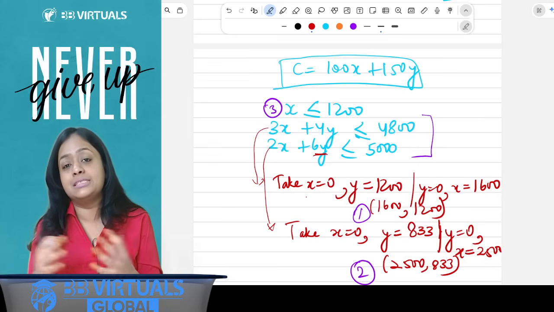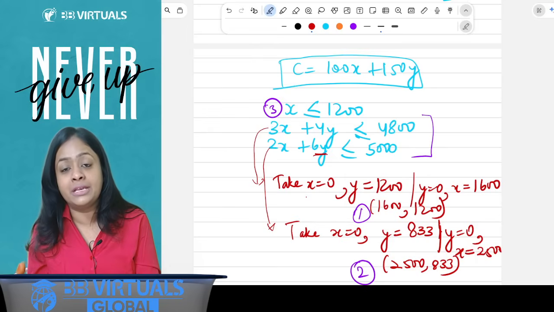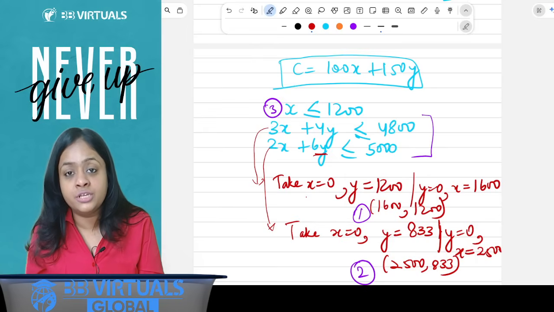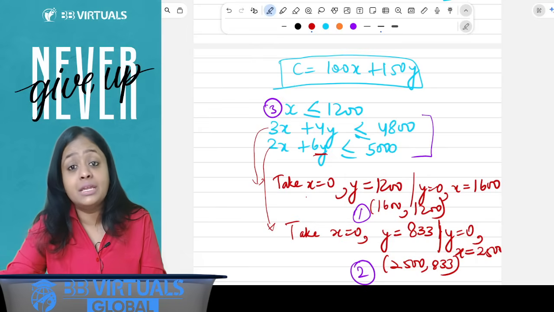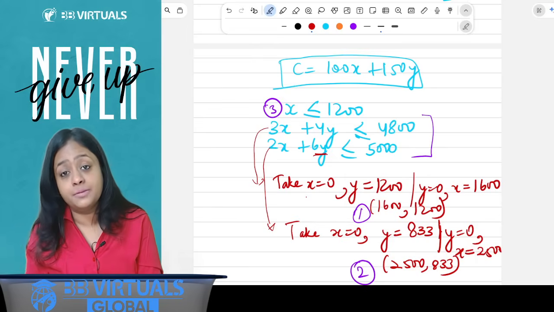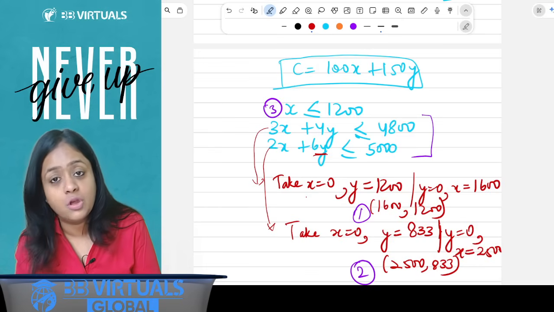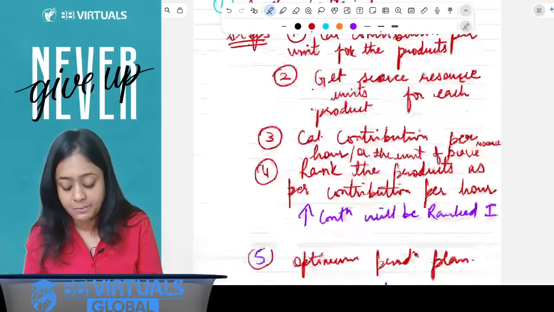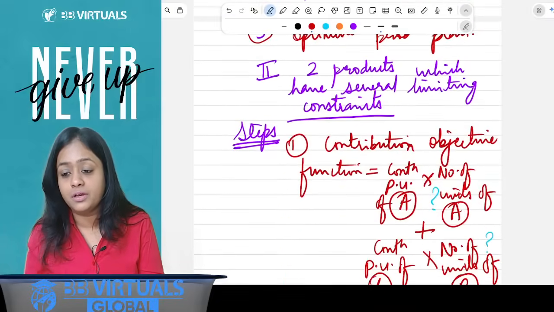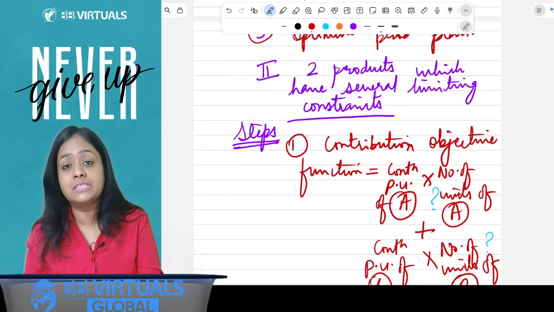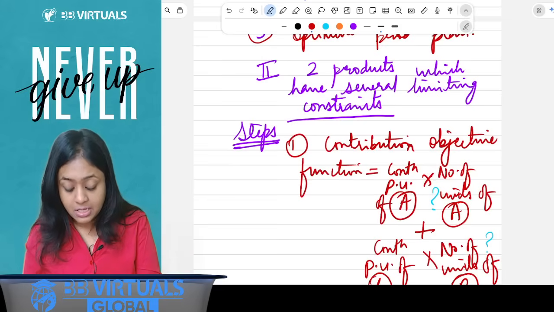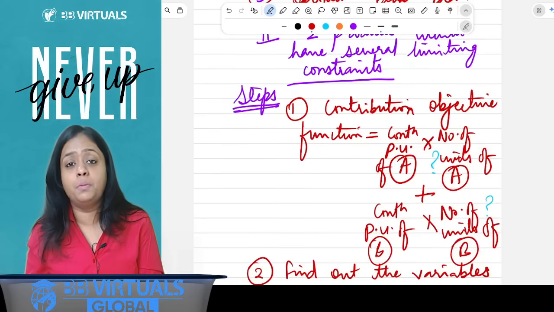Constraints can be like assembly time is limited, labor welding time is limited, machining time is limited, demand is limited, demand is not maximum. So like this we can draw down the constraints and then we will be solving the question. So let's look at the multiple steps for the two products which have several limiting constraints. So what are the steps that you will be following?